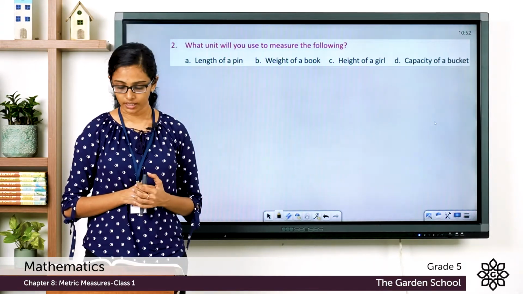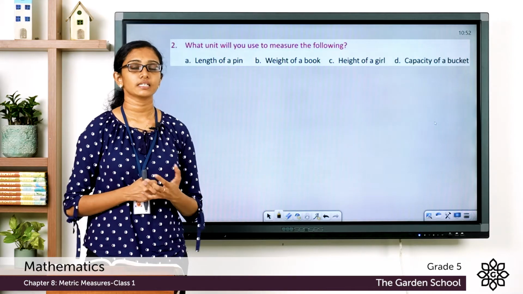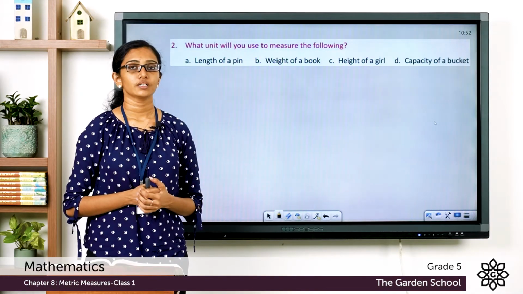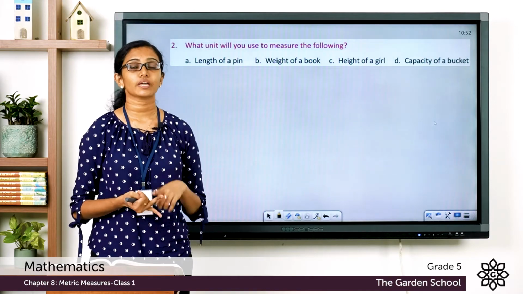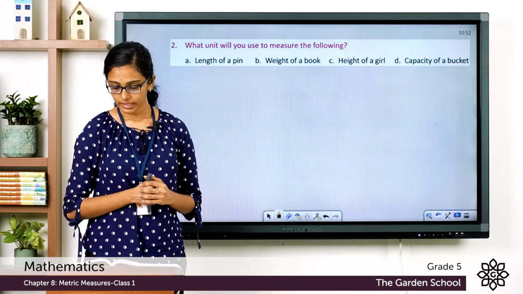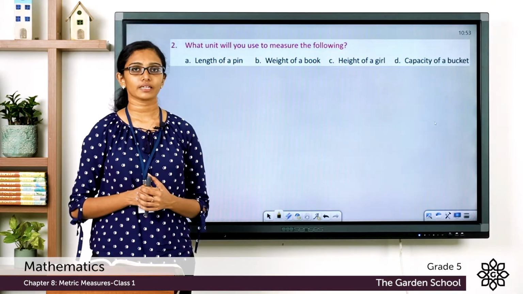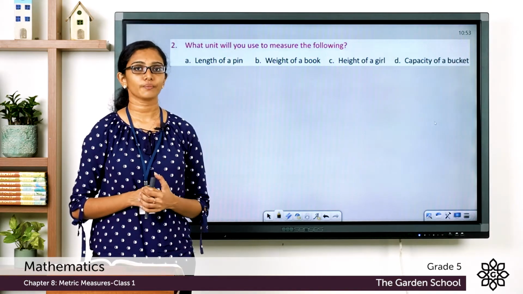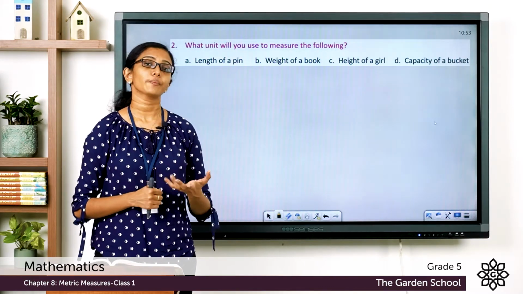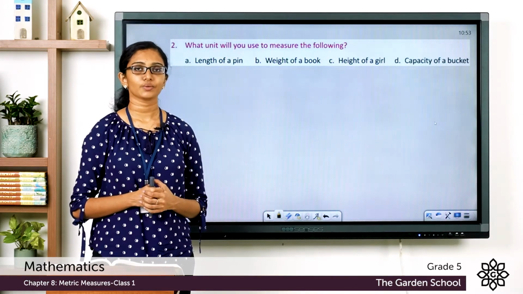See, height of a girl. You might have measured your height at different times. And how would you take the measurement of your height? You would use centimeters, inches or even meters. Now, a fourth one, capacity of a bucket. How would you say the capacity of a bucket? You would use liters to represent the capacity of a bucket, right?